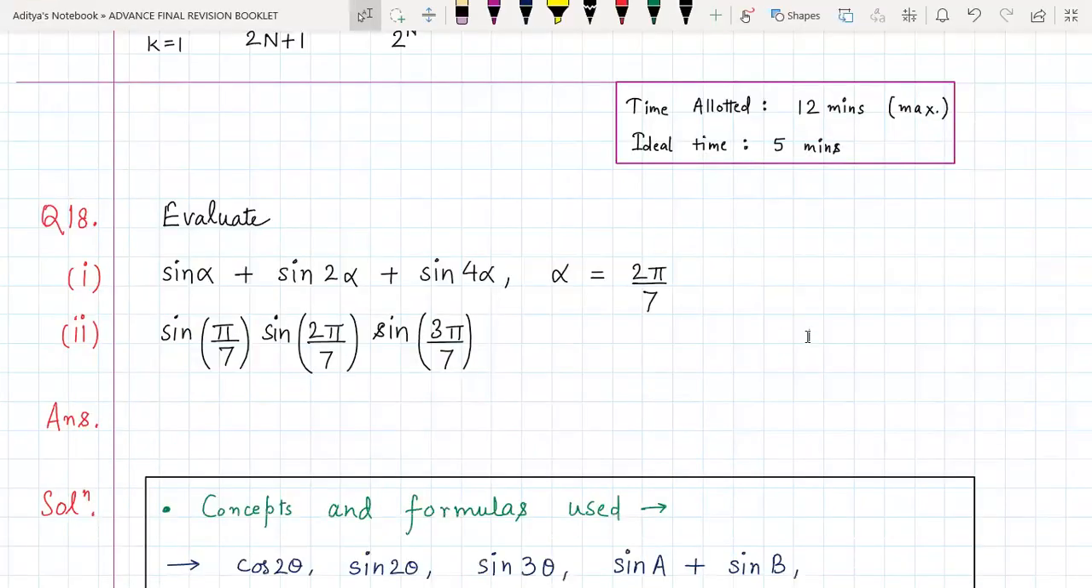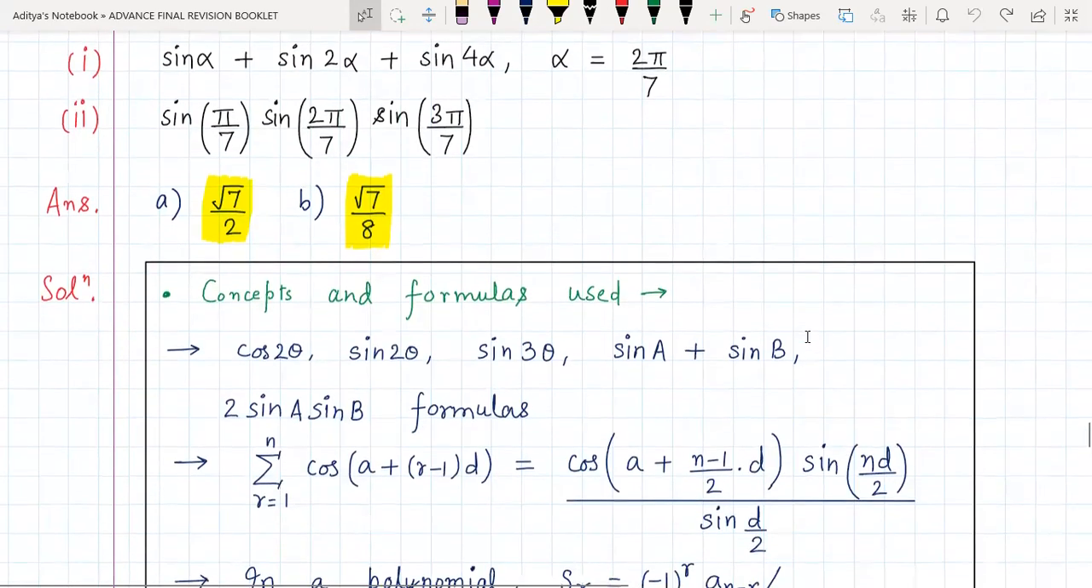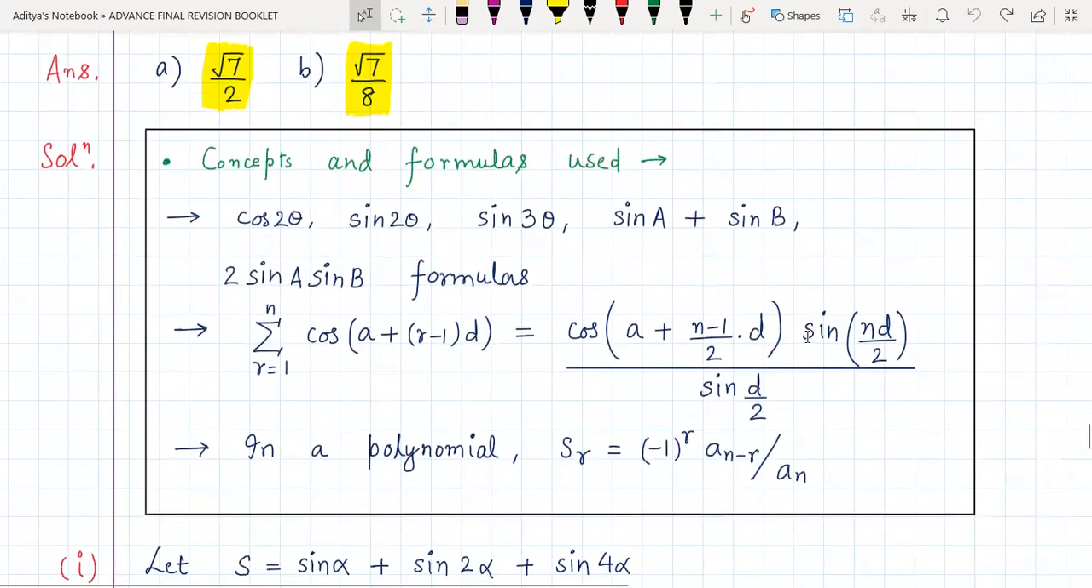Now the answer first of all to this question would be root 7 by 2 for the very first part. The second part answer would be root 7 by 8. Now the concepts and formulas used are very basic. Cos 2 theta, sine 2 theta, sine 3 theta, sine A plus sine B, 2 sine A sine B. All these standard formulas we should be aware of and we should know what they are.